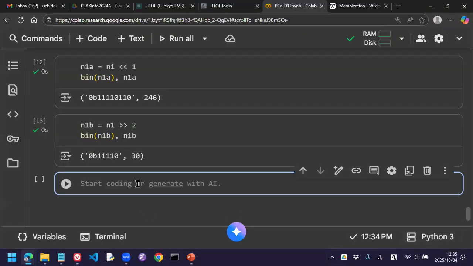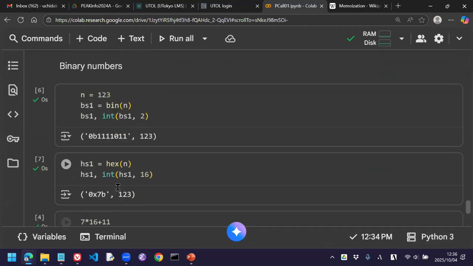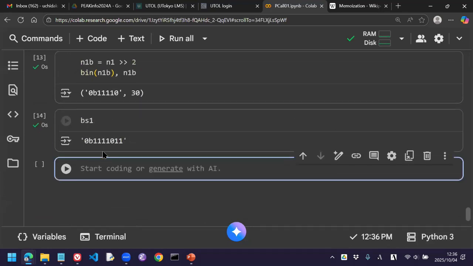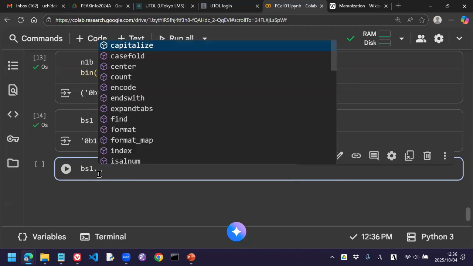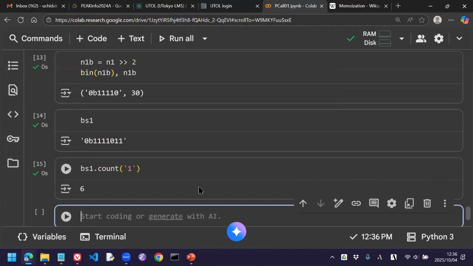For example, bs1 is, if you remember, the binary representation for 123. So the easiest way is bs1.count('1'). This will give 6, which is the easiest way to do that. For other ways, please think about it, and we'll have the answer next time.